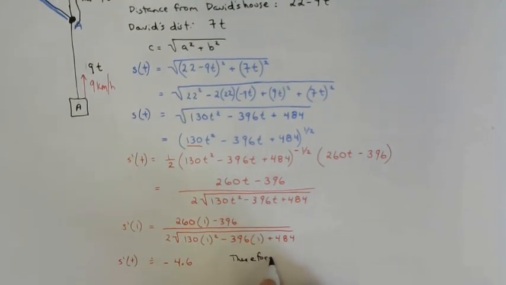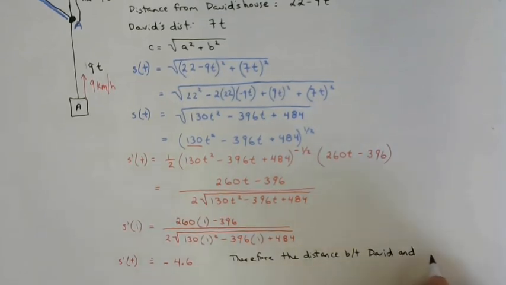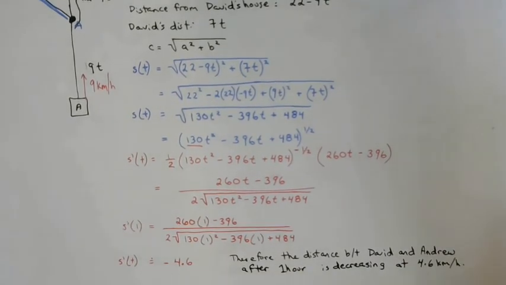Therefore, I should say after 1 hour, the distance between David and Andrew after 1 hour is decreasing at 4.6 kilometers per hour.